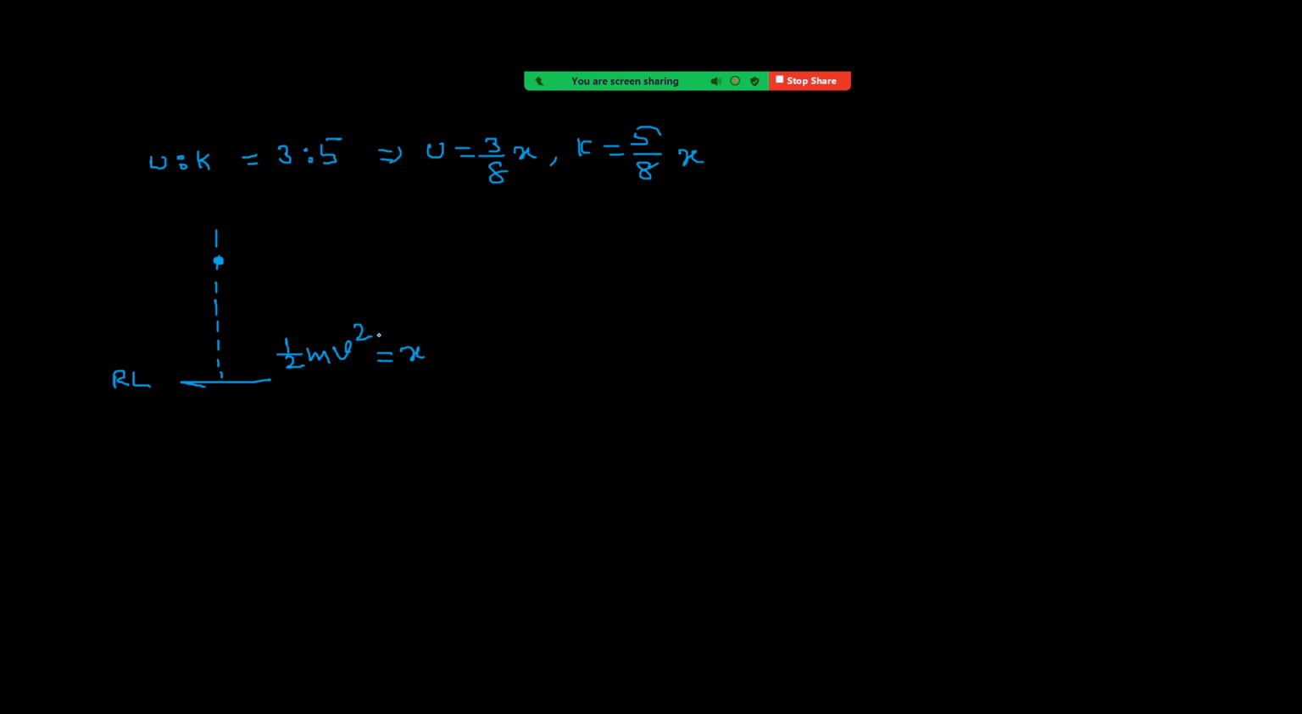Now here, velocity doubled means its kinetic energy becomes 4 times. That means in the place of x, I have to write 4x. But remember, at the same height, potential energy will be the same. Potential energy is mgh. No change in mass, no change in g, no change in height. So no change in potential energy, but kinetic energy will change. The total becomes 4x, but potential energy remains 3 by 8 of x.